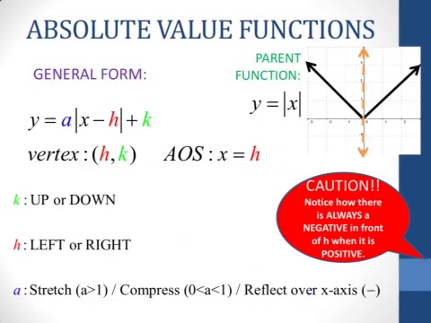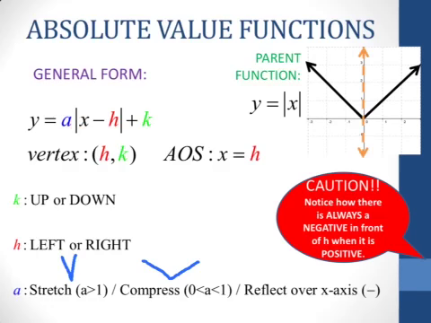When the absolute value function starts shifting away from its parent function, we have to look at the general form of the absolute value function. So the number outside of the absolute value bars is a. If a is bigger than 1, then that's a stretch. We're going to get more narrow. If a is between 0 and 1, we're going to get wider, and that's a compression. We're pressing it down. If you happen to see a negative sign, that is neither a stretch or compression. That is a reflection over the x-axis.